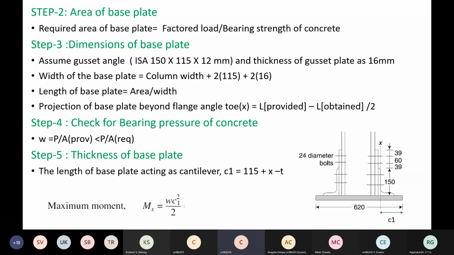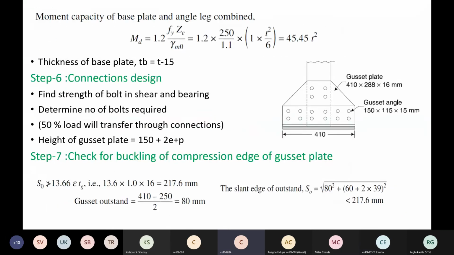Once we know the moment, we have to find the thickness. It should be equated to the moment capacity of the base plate and the leg combined, which is given as 1.2 times Fy Zd by gamma m naught. Substituting the values, you will get Md as 45.45 T square, since we know Fy as 250, gamma m naught as 1.1, and Zd is Bd cube by 12 divided by d by 2, so it will be T square by 6. So what is the T?